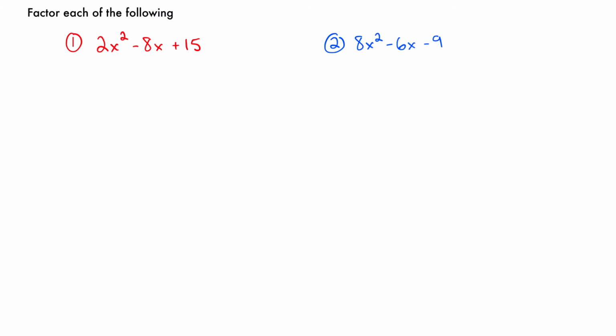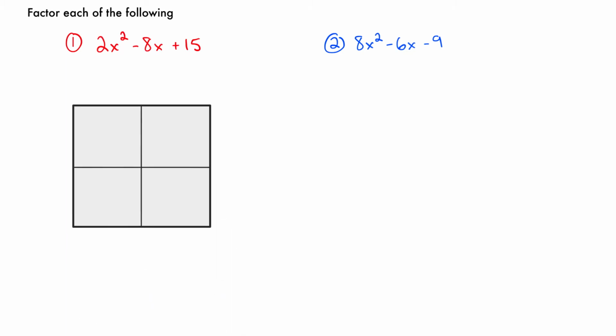I want to go through two more problems. These are different for multiple reasons, but the biggest one, the most straightforward one, is the leading term has a leading coefficient. That x squared has a 2 in front of it. The second x squared has an 8 in front of it. That's going to throw some stuff off. Specifically, problem number 1 is a little bit of a doozy.